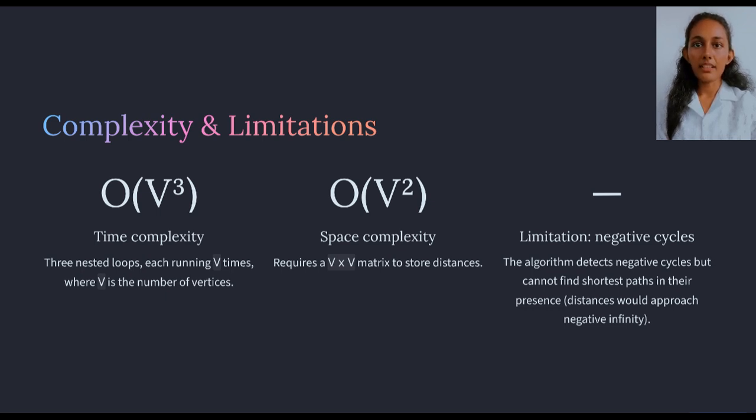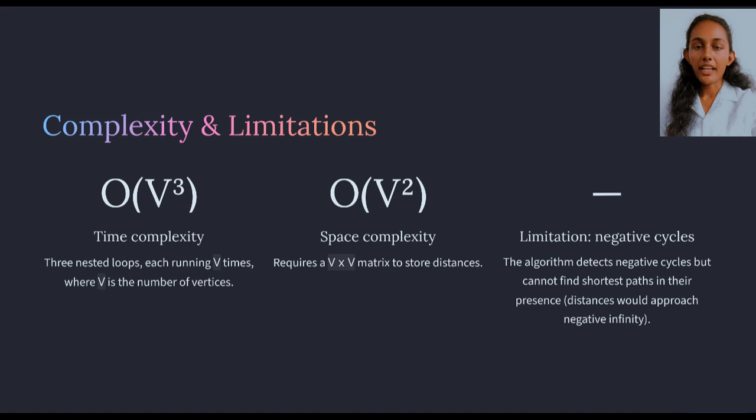And the second one is space complexity. The algorithm stores distances between every pair of vertices in a matrix. Since we store V squared pairs, the memory requirement grows quadratically with the number of vertices. This is manageable for graphs of moderate size, but memory usage can become heavy for very large graphs. So this algorithm is best suited for small or medium sized graphs.